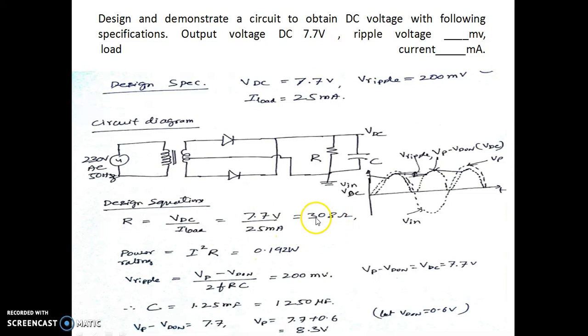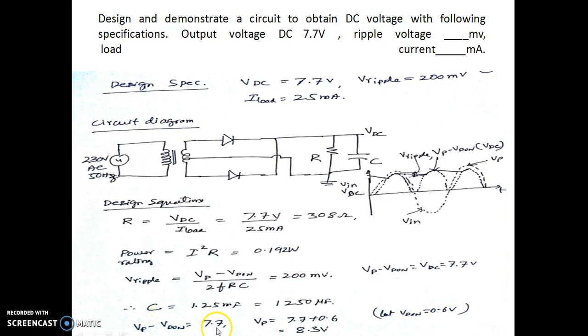We can find out the power rating of the resistor. The power rating happens to be 192 milliwatts. Since the ripple voltage is given as 200 millivolt, with the value of R known and Vp minus Vd known, we can estimate the value of C here. Vp minus Vd happens to be the VDC voltage, which is 7.7. Because we also know the value of R as 308 ohms, the value of C comes out to be 1250 microfarad.